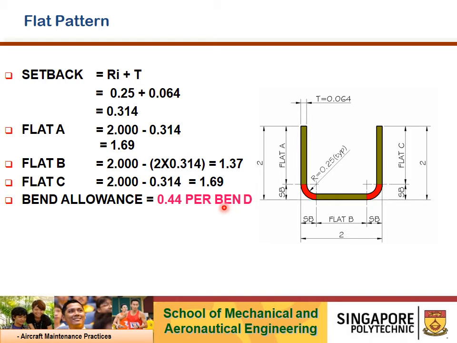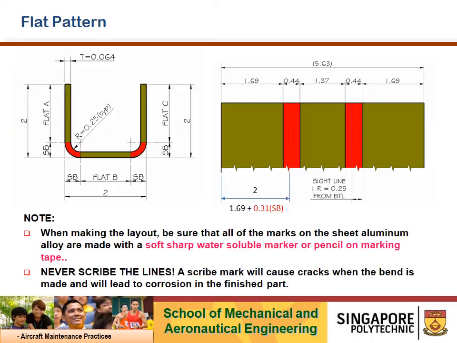Let's see the next slide. Previous slides we had already calculated the bend allowance, setback, and the measurements of flat A, flat B, and flat C. With all this necessary data, we can mark out the flat sheet and carry out the bending to form the U channel. Before we move on further, the bend allowance we obtained is 0.44 in the earlier slide, and we never showed the workings.